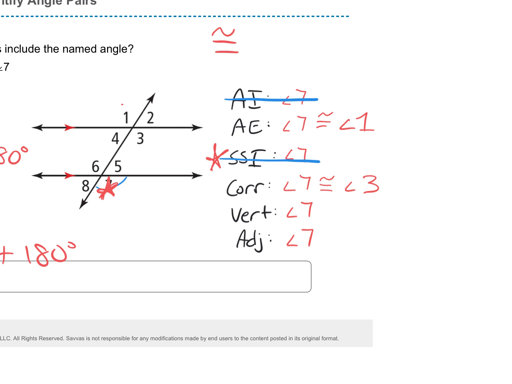What about vertical to angle 7? Angle 6. And what do you know about those? Congruent. With vertical angles, is there any other option for number 7? For a vertical angle, it's 6, it's only 1. Some of you are nodding your heads. 6 is the only vertical angle. Okay, there's only 1 vertical angle for each angle. What about adjacent? Yes. 8 and 5. I heard 5 and 8. What do you know about these two? Add up to 180. Yep.